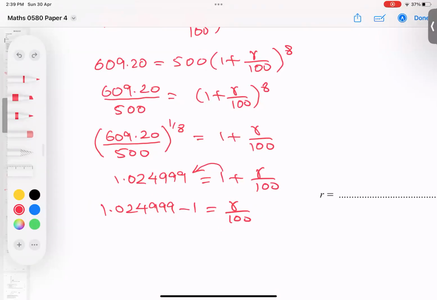So I am doing it on the calculator, sorry, and I'm getting the answer. The rate of interest is coming 2.4999. It means 2.5 percent per year. I hope so. The first question is completely clear. And let's go for the next question.